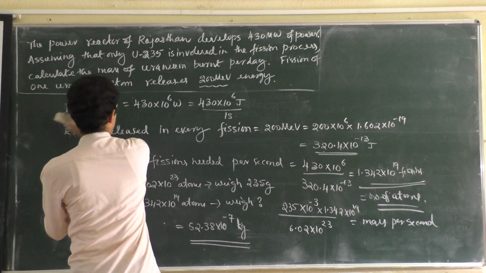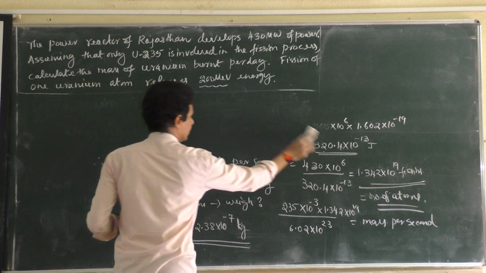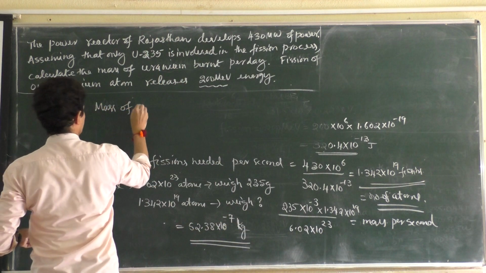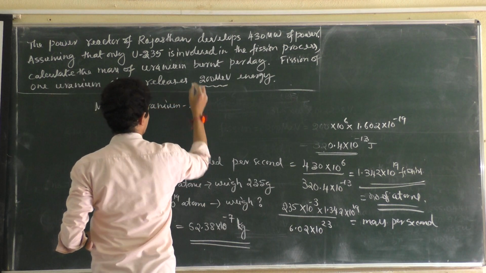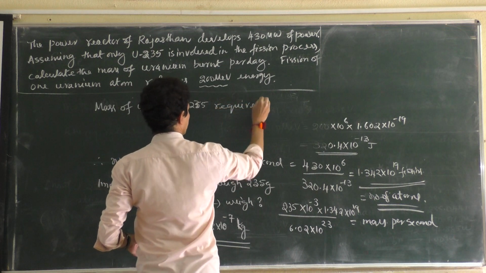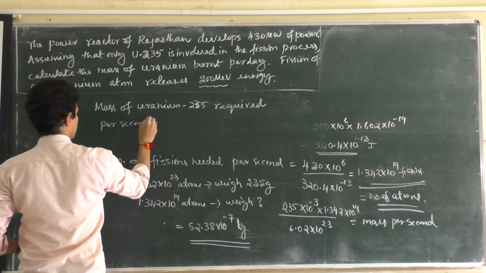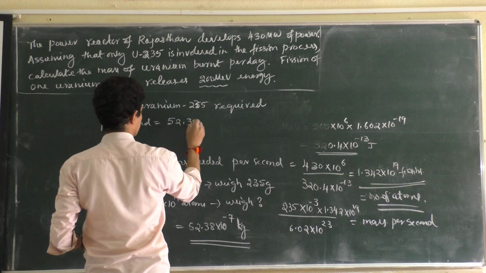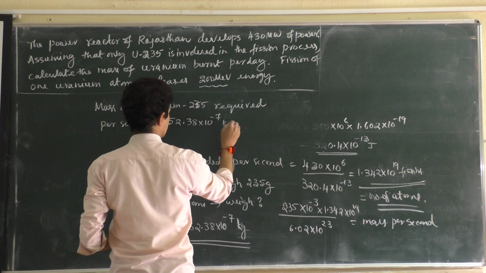Mass of uranium 235 required per second is equal to 52.38 into 10 to the power minus 7 kg.